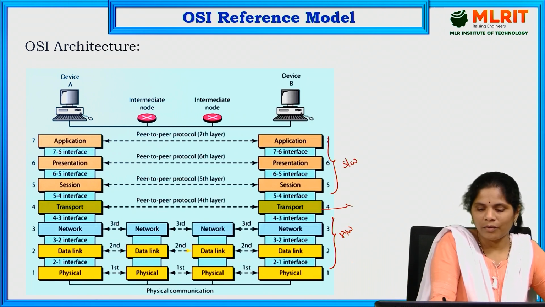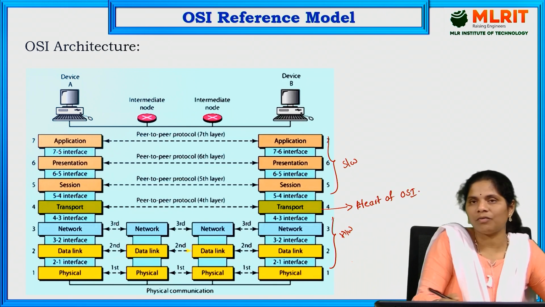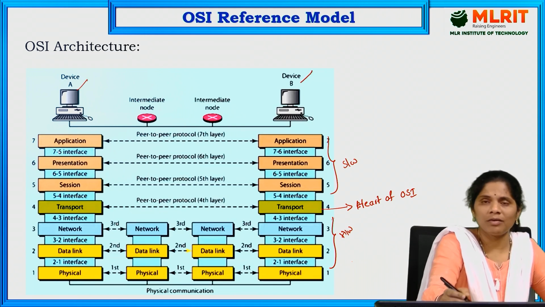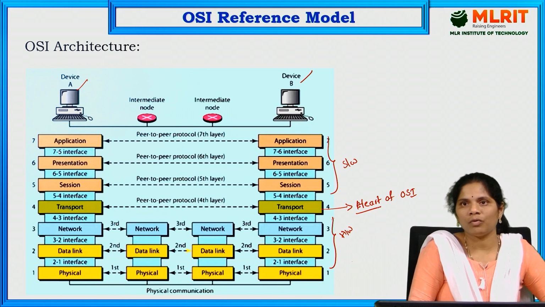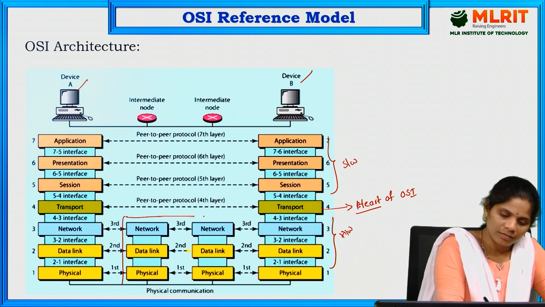And this is called the heart of OSI layer. Why is it called the heart of OSI? The main aim is what? Device A to device B, transferring the data only, right? Who is doing that work? The transport layer only, right? So it is called the heart of the OSI layer. These all are the physical layers.